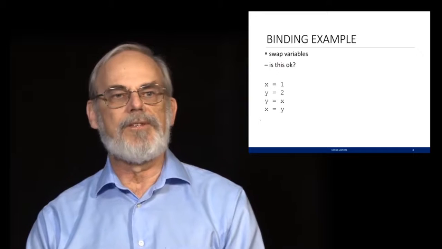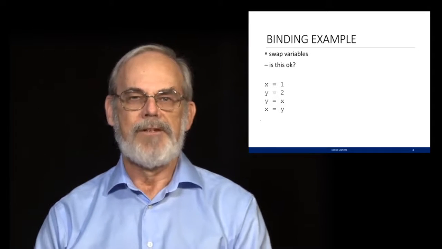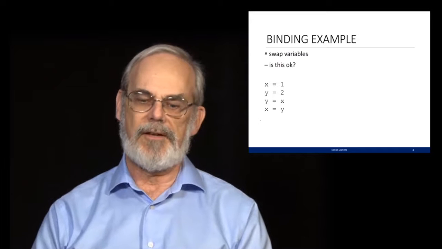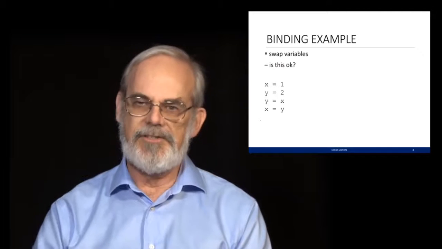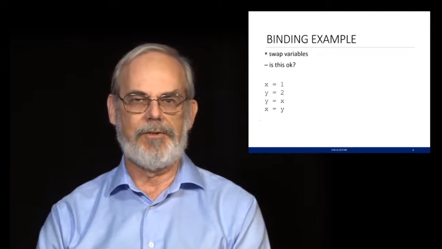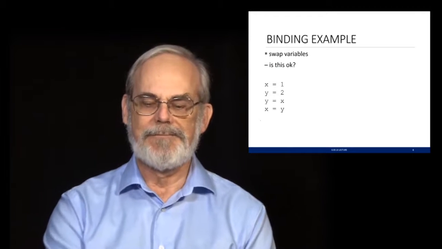You might think this is pretty straightforward, but we need to be careful about the order in which things are done. Suppose I've got two variables named x and y, and I want to swap their values. The little sequence of expressions here looks like it should do the right thing, right? Wrong. Let's think about it.